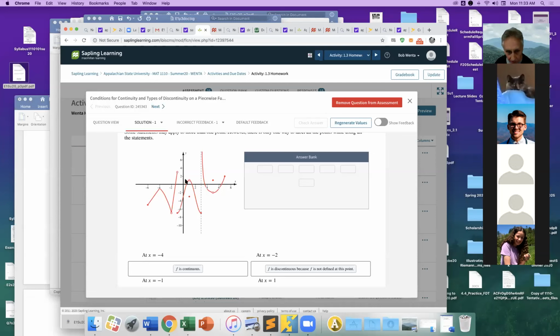And if you look at both of these, if you fill the hole, it's continuous. So both of these, okay, that's the whole idea. If you filled the hole, would it be continuous? This one right here is the only one that is not a removable discontinuity. Okay? Anybody else?